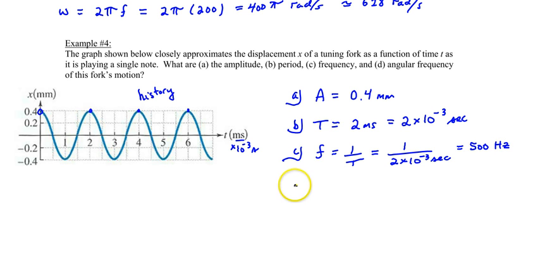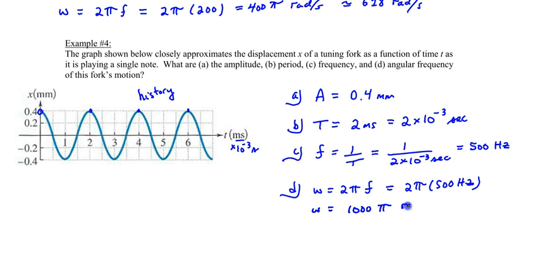And lastly, we have D, the angular frequency. The angular frequency would be 2 pi times the regular frequency. So that's 2 pi times 500 hertz, which you could write as 1,000 pi rads per second, or you can convert that into decimal form, and that comes out to about 3,140. We'll round that off to just 3 sig figs, rads per second.